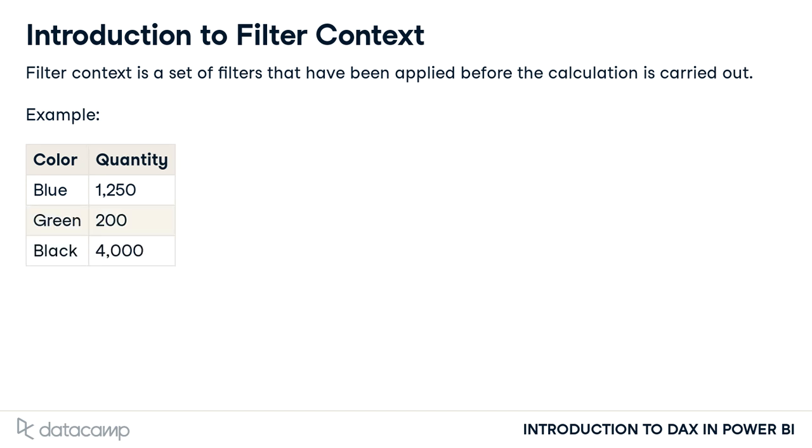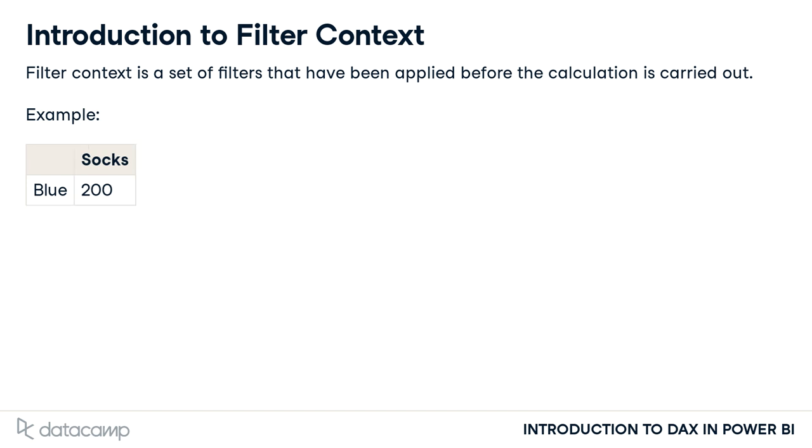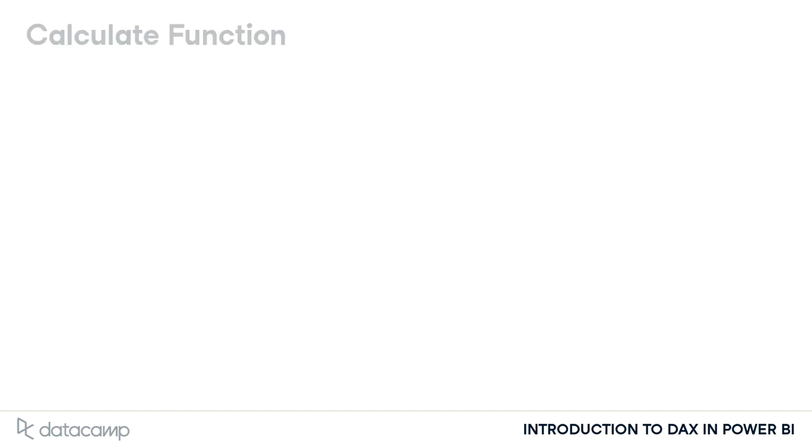Starting from our original table, we can extend this further by creating a matrix of color versus product category. This changes the filter context again, because for each data point that is returned, Power BI is applying filter context. For blue socks, a filter is being applied for color being equal to blue and product category being equal to socks. Now that you've understood filter context, let's introduce you to the calculate function.